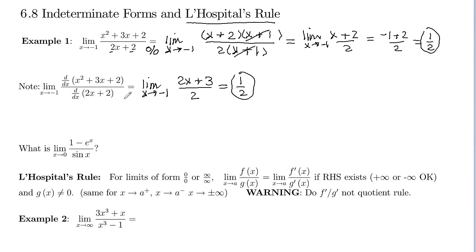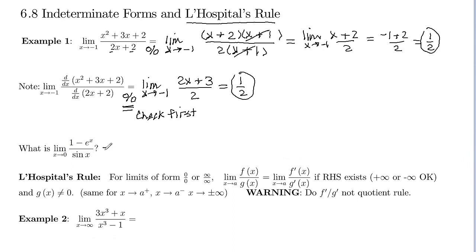Okay, but it's only if you have an indeterminate form, in this case 0 over 0. So you always have to check this first, because you can't apply L'Hôpital's rule unless you have an indeterminate form. You can't do it with determinate forms. So for example, if we wanted to look at the limit as x approaches 0 of 1 minus e to the x over sine x. As x goes to 0, e to the x approaches 1, and sine x approaches 0.